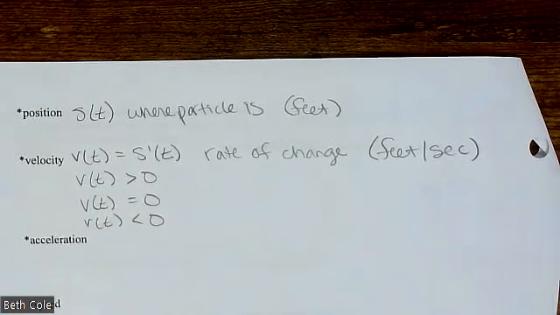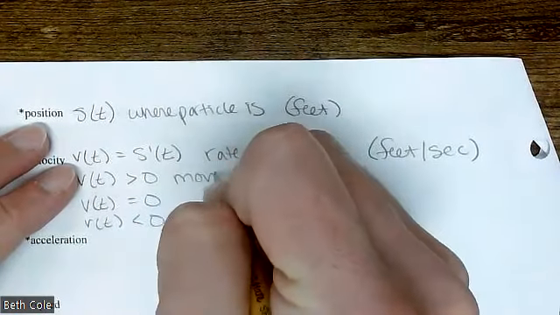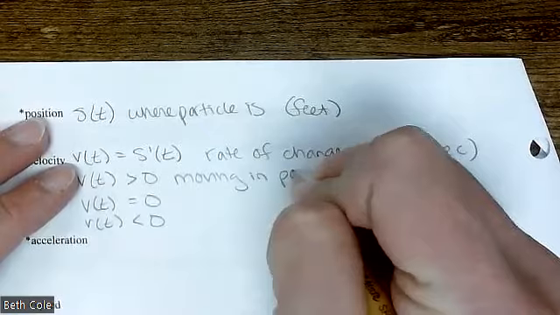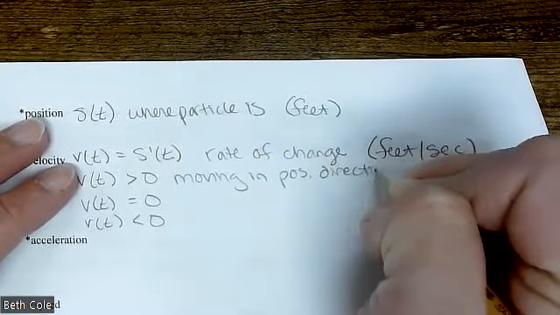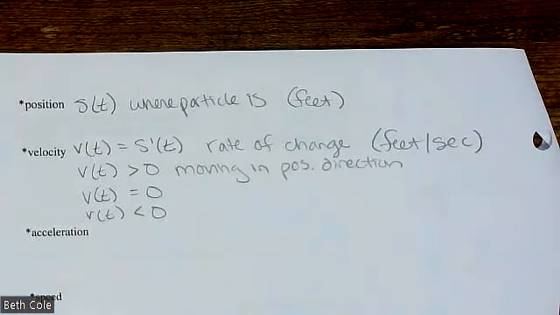So if your velocity is positive, your particle is moving in the positive direction. Now that can mean a lot of different things depending on the context of the problem. It could mean moving forward. It could mean moving to the right. It could be moving up. It could be moving away from a starting point. But you have to read the question.